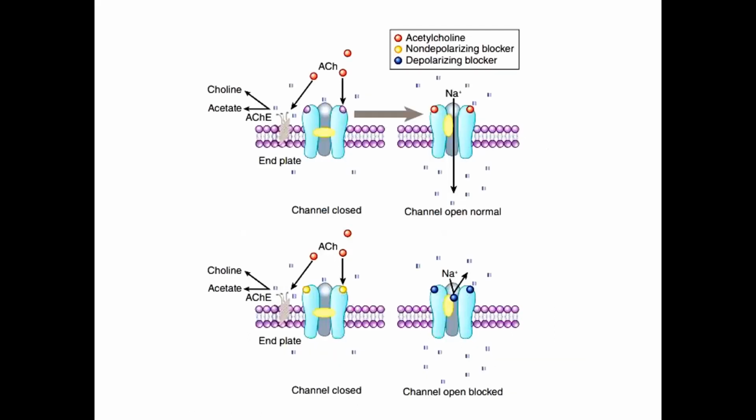So this is the slide showing how acetylcholine acts on normal muscle contraction. Whenever acetylcholine comes and binds to the receptor, depolarization occurs because of the opening of the sodium channels, and sodium will enter into the muscle and cause depolarization, and the muscle will contract.